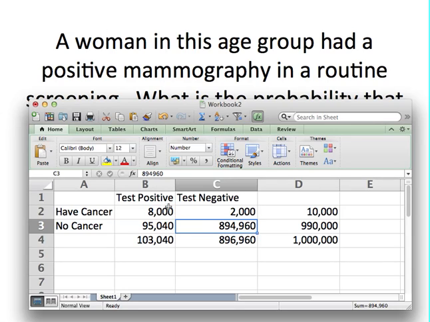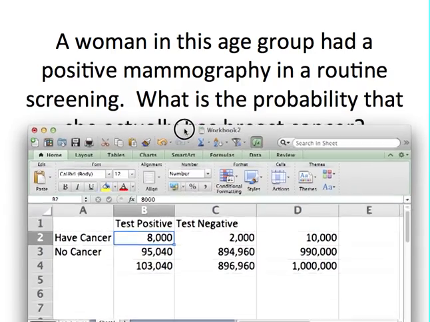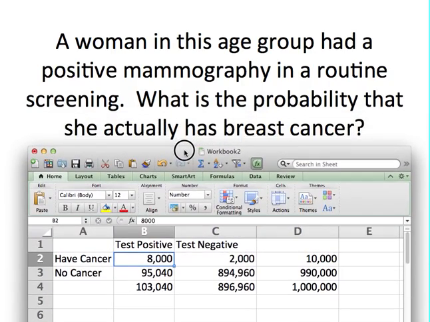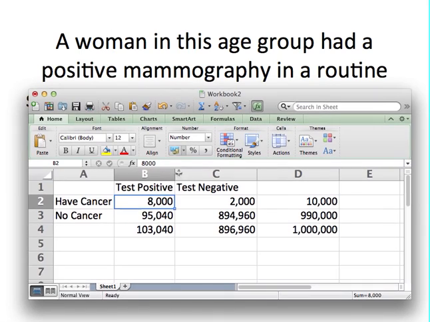Well, the easiest way, in my opinion, especially when we're dealing with frequencies, is to say, okay, when we're being told that she got a positive result, we're conditioning on a positive result. So we're assuming that she falls into this column right here, this B column. She received a positive test, and that means she is one of these 103,040 people. And we can basically ignore the rest of our contingency table now. We're only looking at these numbers.